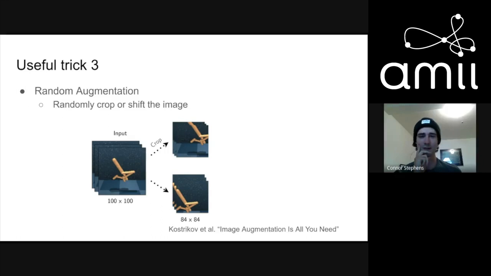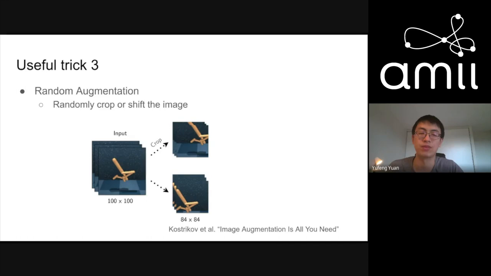I think that's mainly for the sample efficiency. By doing the random augmentation, you can see more different samples from your training set, which means, for example, originally you may need 200K time steps to reach a certain performance level. Now you just need 100K, which makes it more efficient.